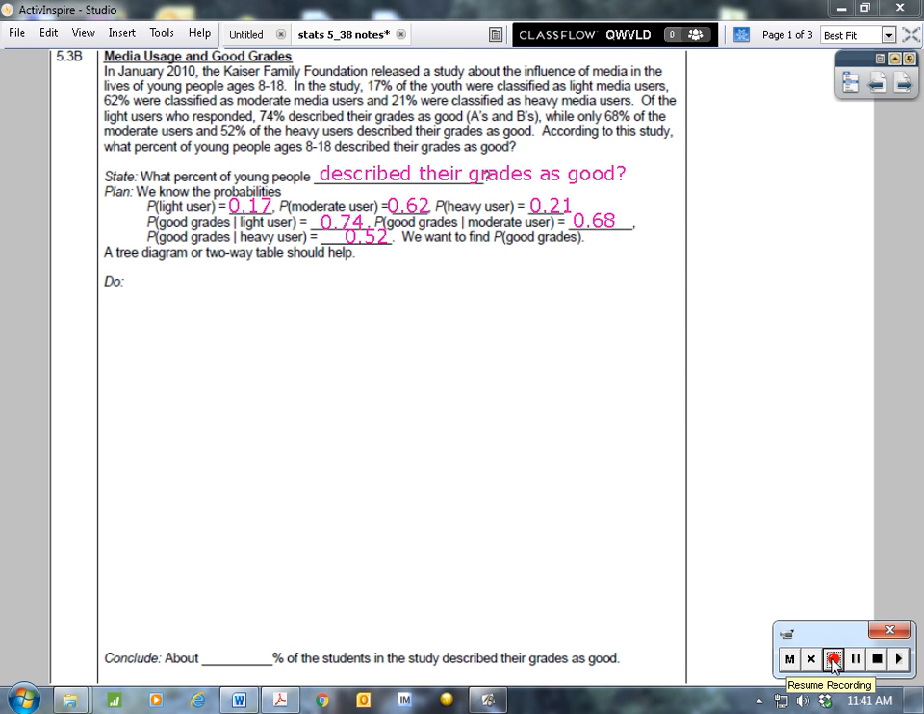Okay, so we're going to continue working with our conditional probability and our tables, and we're also going to work a little on some tree diagrams here. And so we have our first problem, media usage and good grades.